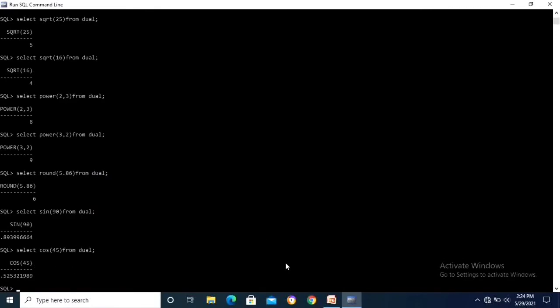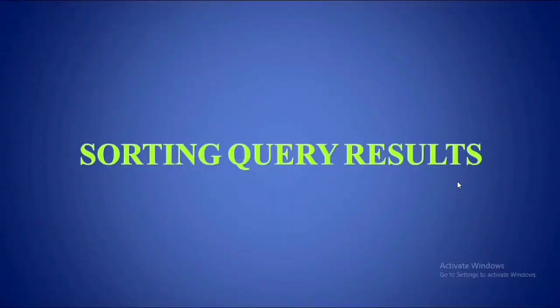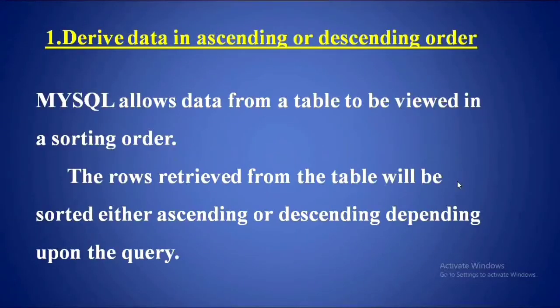Topic is sorting query results. The first one is deriving data in ascending or descending order. MySQL allows data from a table to be viewed in a sorted order. The rows retrieved from the table will be sorted either ascending or descending depending upon the query. First, create the table.